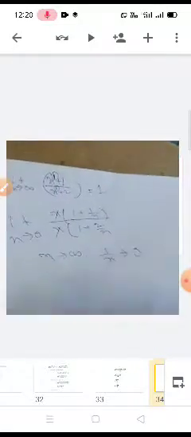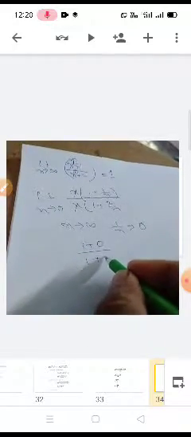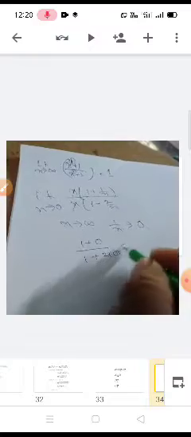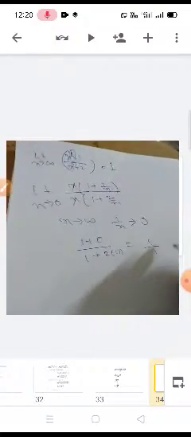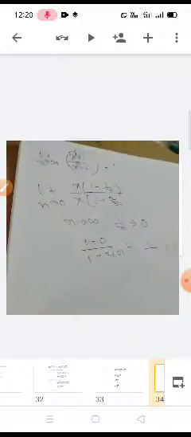If you are taking x common, x into (1 plus 1 by x), and x common in the denominator, (1 plus 2 by x), limit x tends to infinity. This x gets cancelled. As x tends to infinity, 1 by x tends to 0. That is equal to (1 plus 0) by (1 plus 2 of 0), that is 1 by 1, that is equal to 1. Now we have to see another problem.